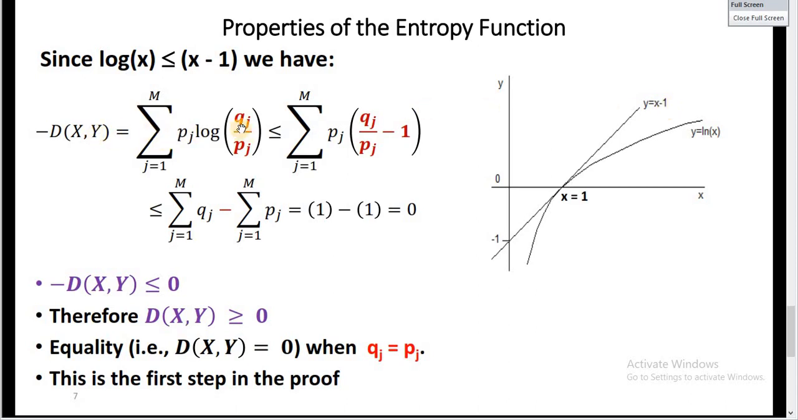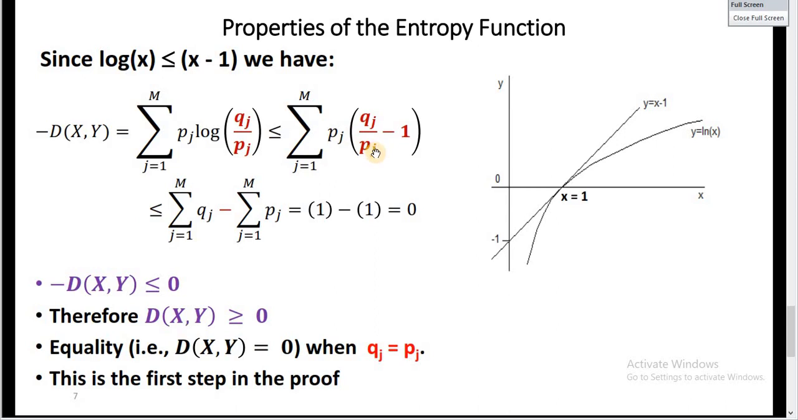This means that in this summation, p sub j log q sub j over p sub j, we can replace this logarithmic term with this quantity, which is q sub j divided by p sub j minus 1. So this quantity is smaller than or equal to this straight line. Now we can simplify this term as less than or equal to q sub j.